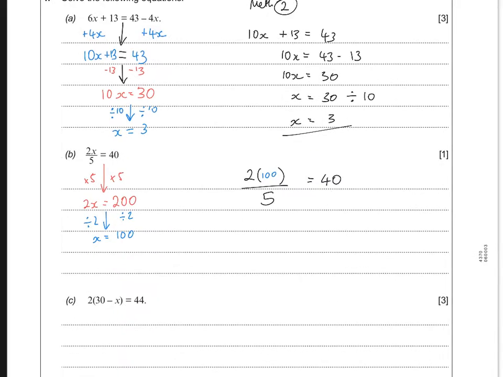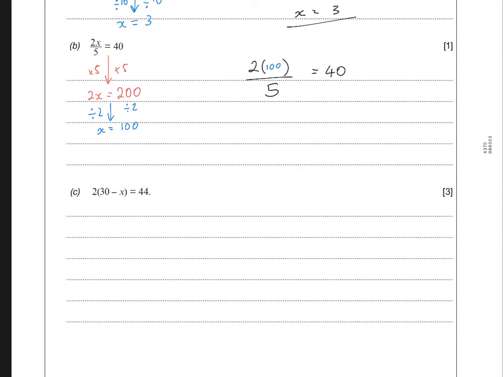Okay, next question. First of all, we're going to expand the brackets, so I like to draw that arrow there to help me remember to times both of those. So I'm going to get 60 minus 2x, and then the other bit remains the same. That equals 44 is exactly the same as that bit there. Okay, I can tell you what I don't like about this question. I don't like the fact that the 2x has got a minus in front of it. So I'm going to add 2x to each side.